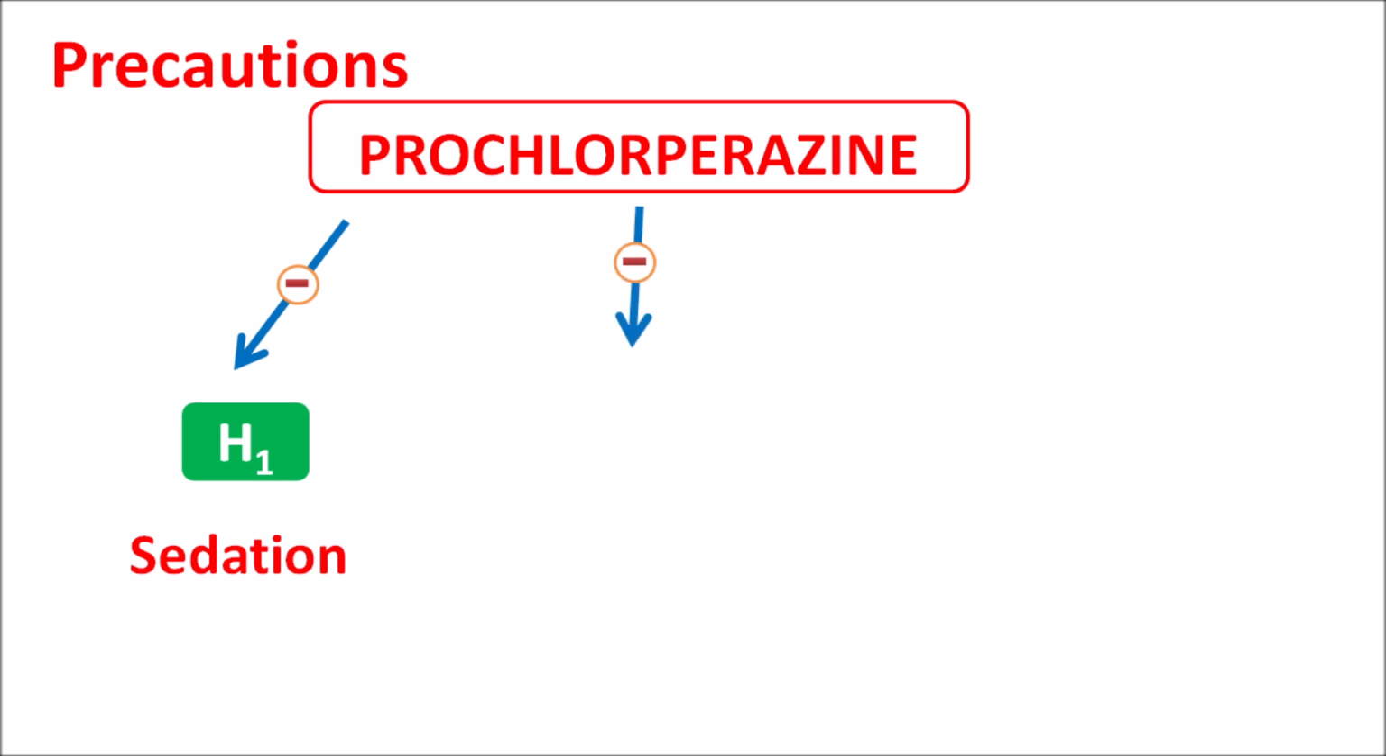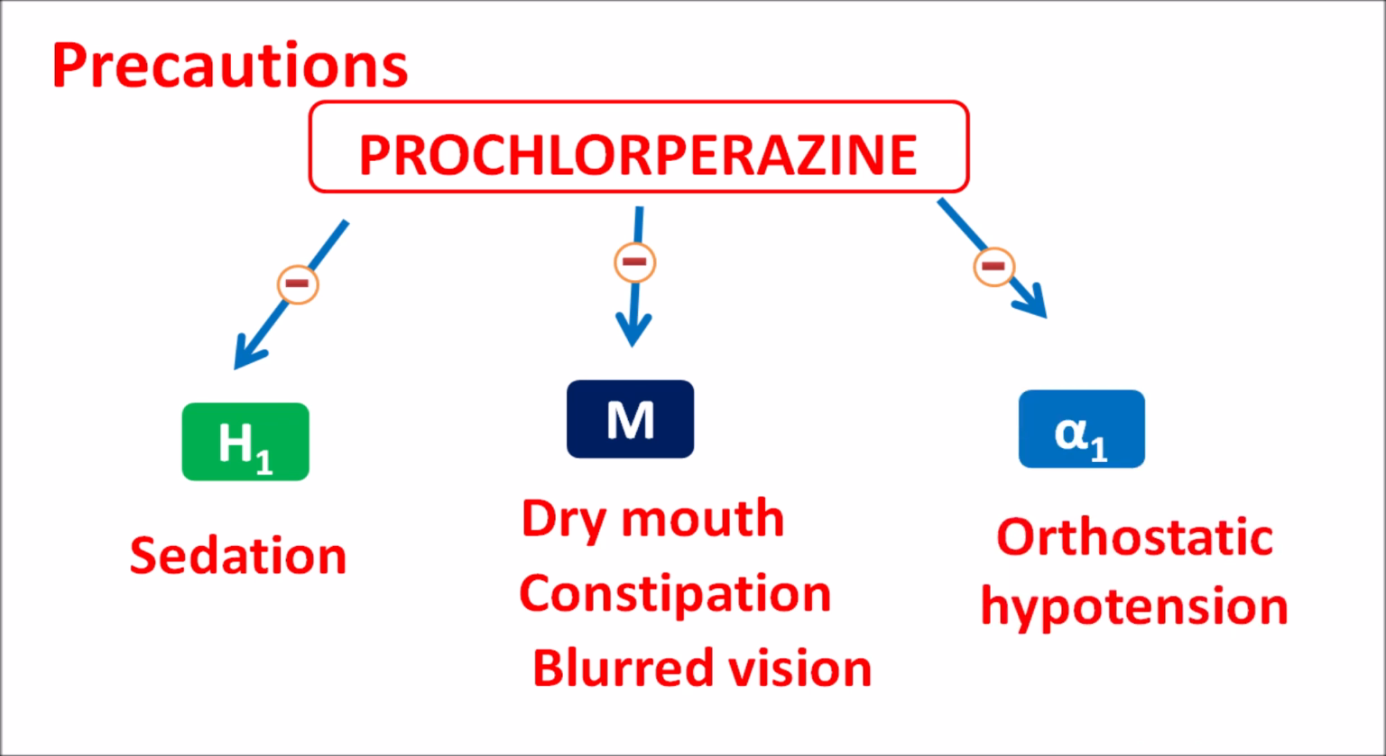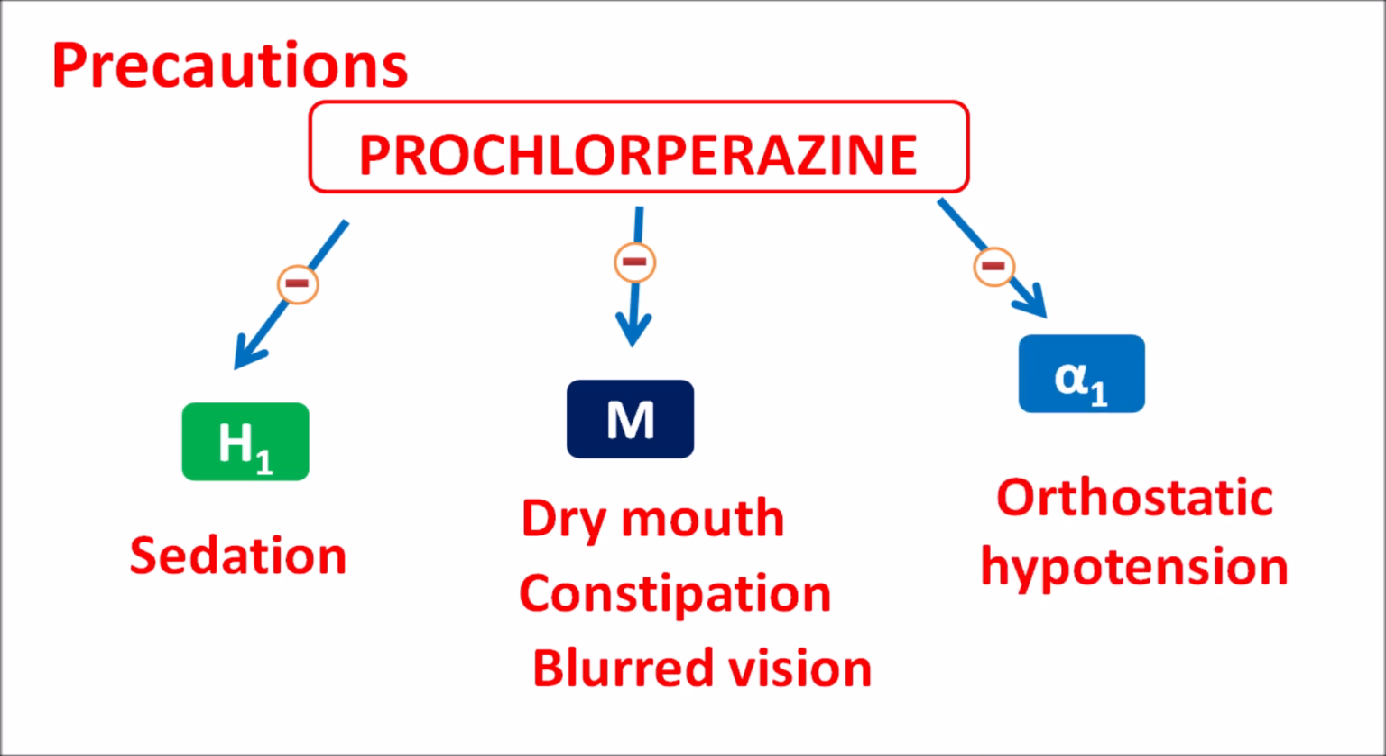Similarly, this drug can also block the muscarinic receptors, resulting in anticholinergic side effects. It can produce some dry mouth, constipation, blurred vision, and even urinary retention. All these side effects are commonly observed with many of the antipsychotics producing anticholinergic action. And finally, this drug can also block the alpha-1 receptors, resulting in orthostatic hypotension.